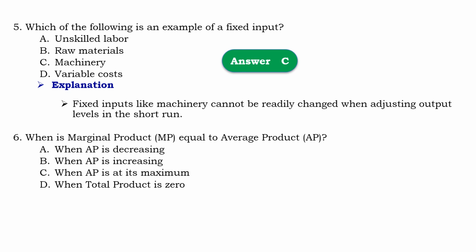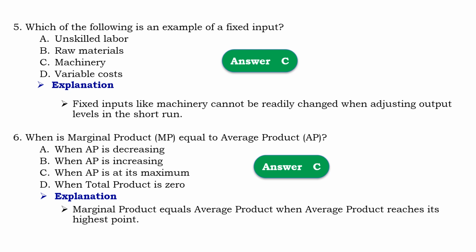Question number 6. When is the marginal product equal to average product? So that should be C, when average product is at maximum point. Means that marginal product is equal to average product when average product reaches its highest point.